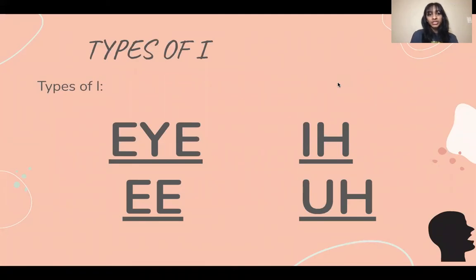So here are the 4 types of I that we're going to be covering today. These are all the different ways that you will hear I being pronounced. And we'll talk about each and every one of these and a few tips to sort of identify them as we go along with the video.